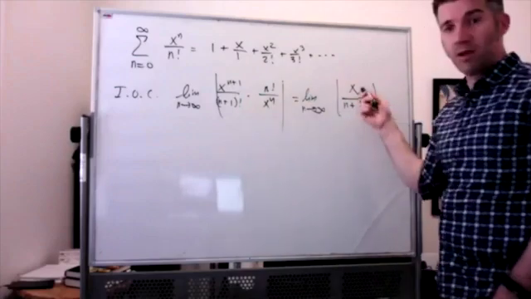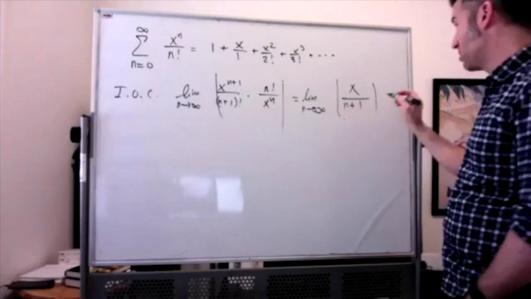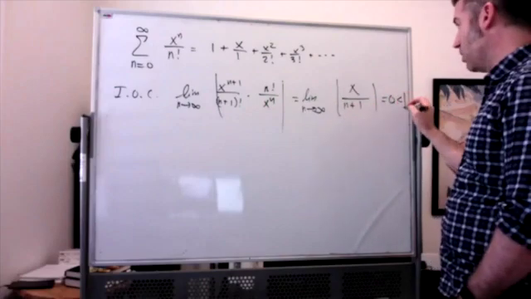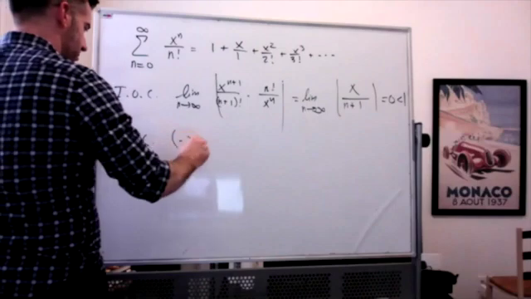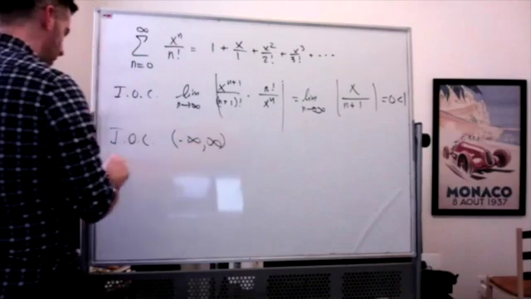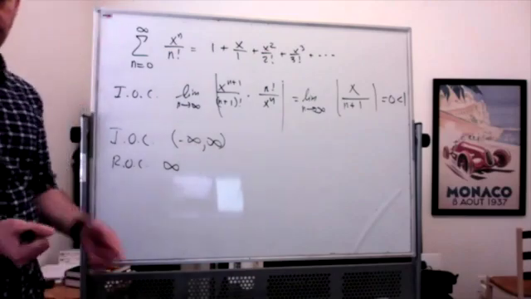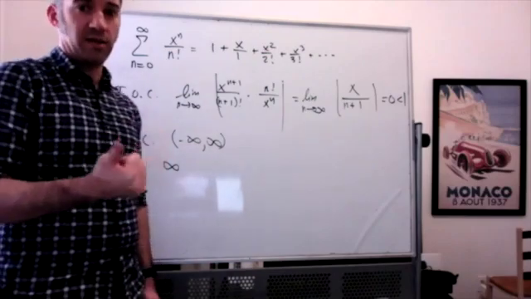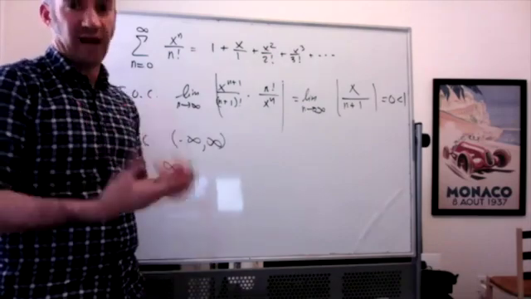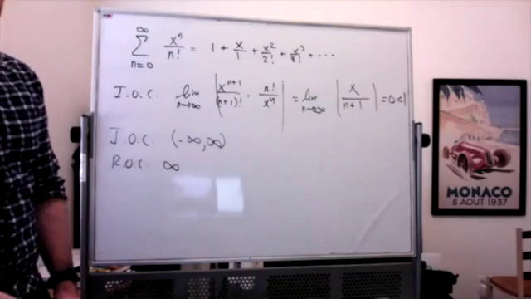And no matter what constant x is, a constant divided by something that's getting infinitely large is going to be 0, which is less than 1. So here, the interval of convergence is everything. And we say the radius of convergence is infinity. So those are your three options. Your radius can be 0, your radius can be infinite, or your radius can be some finite number in between 0 and infinity.